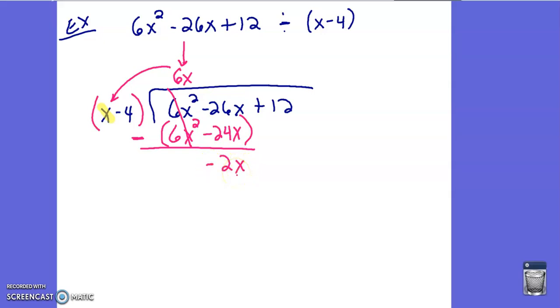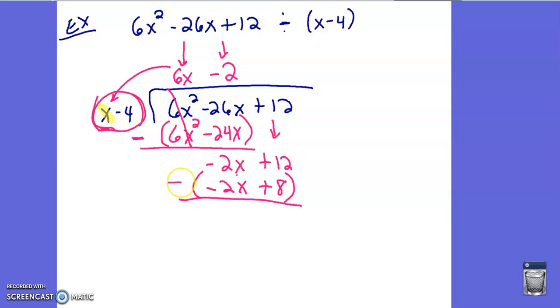And remember, the next step of division, you bring down the next digit or next term, and then you go through the process again. So you ask yourself, what times that first term, x, is going to give you negative 2x, and that's negative 2. And then once you find that, you multiply it by this whole entire thing using the distributive property. So that's negative 2x plus 8. And again, I want to caution you, make sure you subtract and use the distributive property. So negative 2x minus negative 2x, these cross out. They should always cross out. And then 12 minus 8 is 4. So I have a remainder of 4.